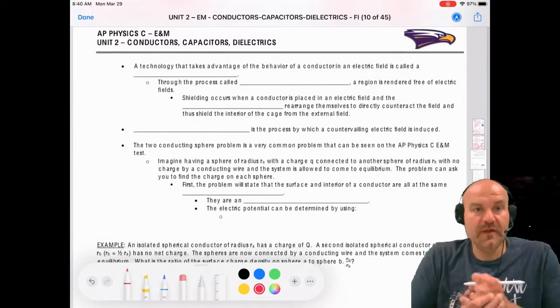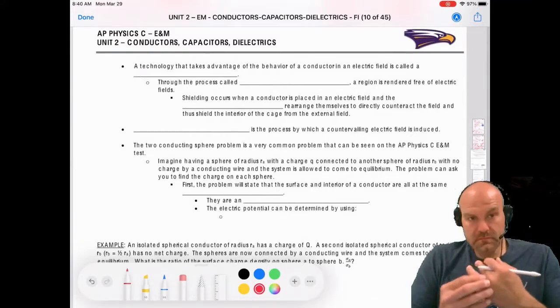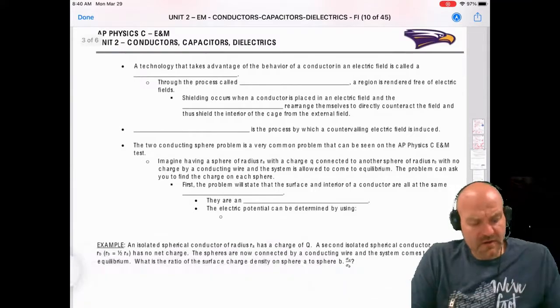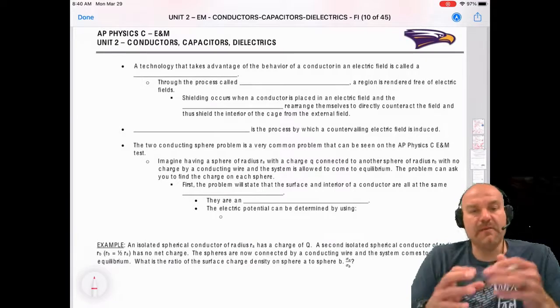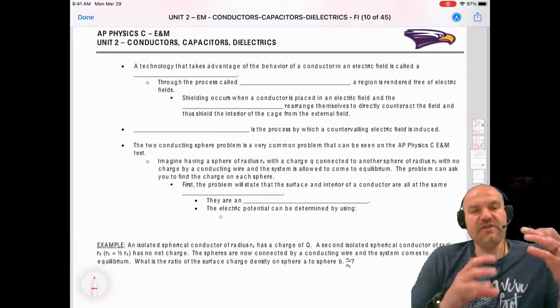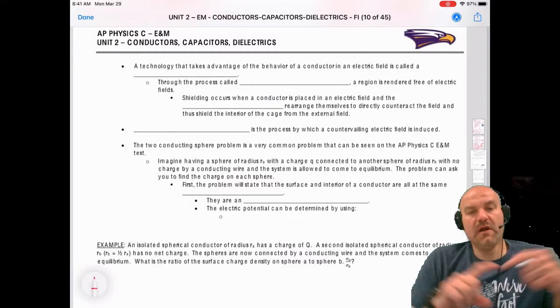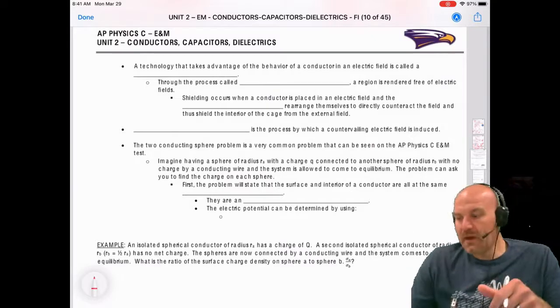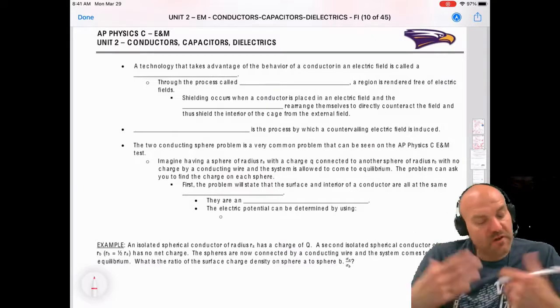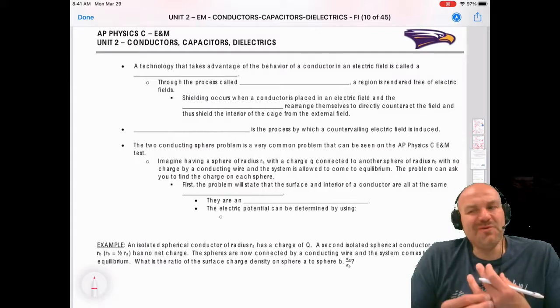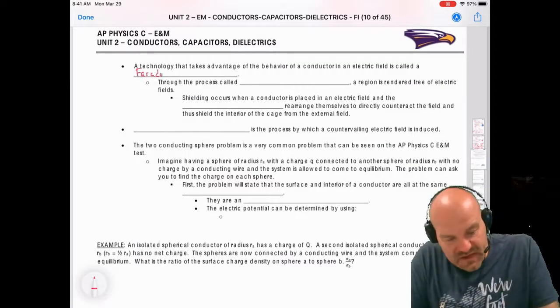All right, so here we're in the last video focusing around conductors. In this video, we're going to look at equipotential surfaces because this is a very common question that pops up when you connect two conducting spheres by a wire. First, let's talk about a quick technology that actually uses this principle, and that would be the Faraday cage.